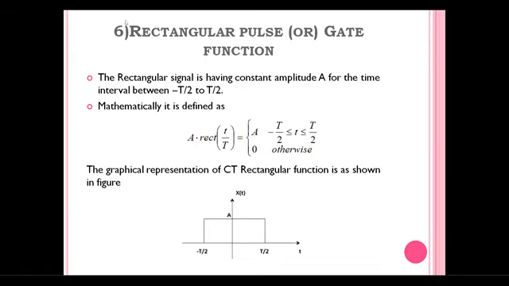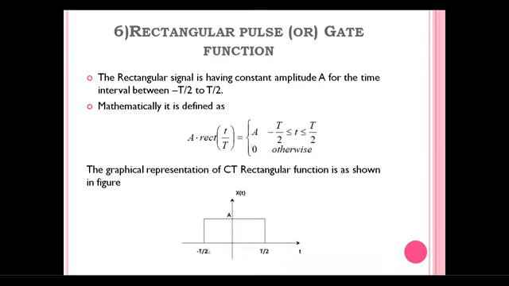Then the next standard signal is the rectangular pulse. The other name of the rectangular pulse is the gate function. This rectangular pulse plays a very important role in communication systems. The name itself says it: the shape of this signal is like a rectangle, that's why it is called a rectangular pulse.